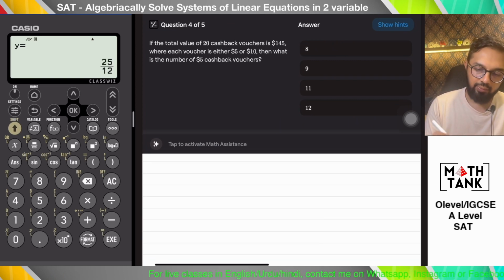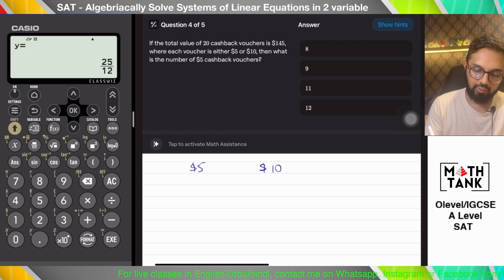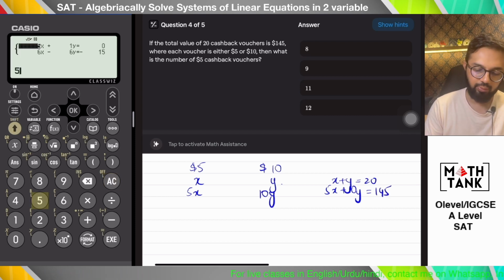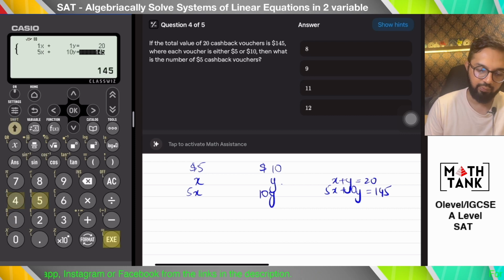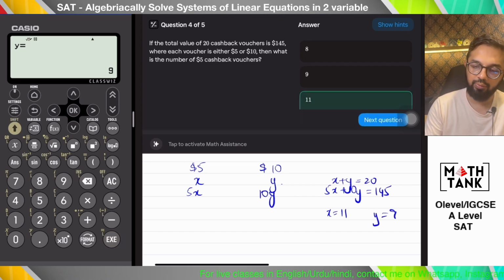Okay. If the total value of 20 cashback vouchers is $145, where each voucher is either $5 or $10, then what is the number of $5 cashback vouchers? Okay, so $5 vouchers and $10 vouchers. Let's call that X, and let's call that Y. There are 20 vouchers, so X plus Y should equal 20. What's the value for these, 5X, and what is the value for these, 10Y? So 5X plus 10Y should equal the total value, 145. Okay, so I get 1, 1, and 20, 5, 10, and 145. So 11 and 9. So the number of $5 cashback vouchers is 11.